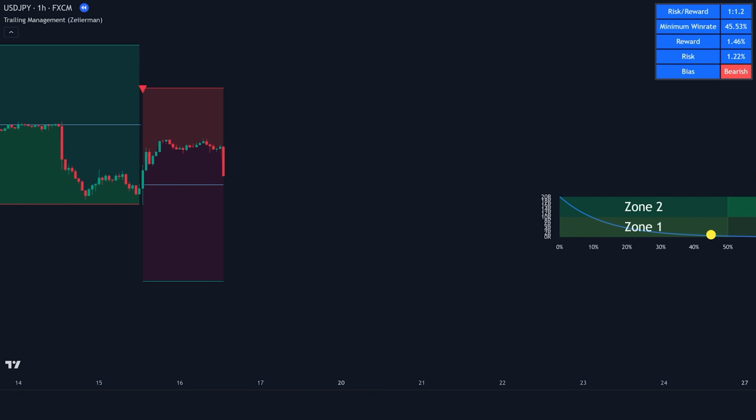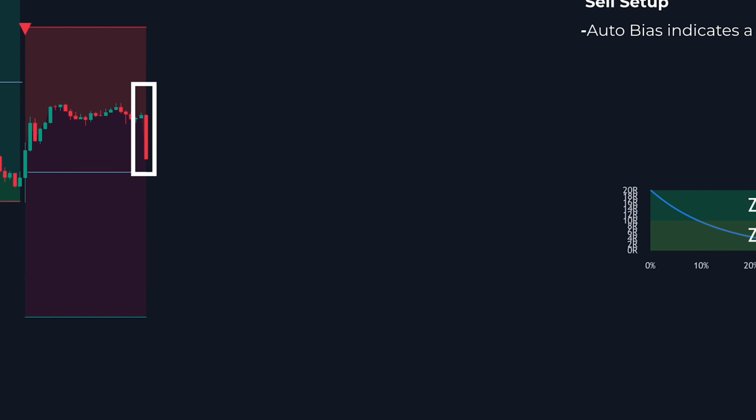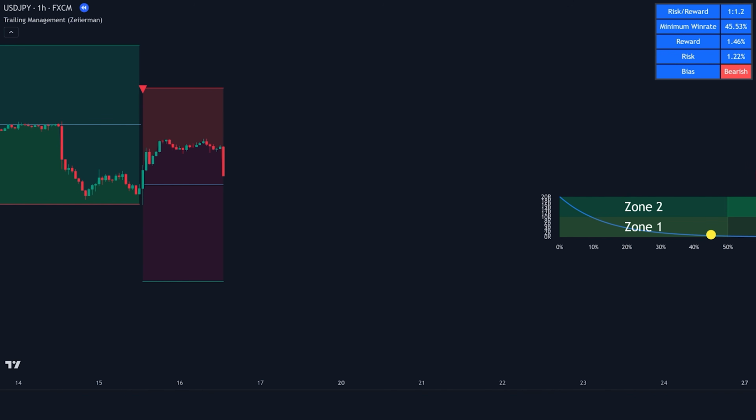Sell entry scenario. The auto bias feature indicates a strong bearish trend, signaling an opportunity for a potential sell entry. For a strategic sell entry, we'll wait for a bearish engulfing candlestick formation. This setup is chosen because it often indicates a high win rate, although the entry will be close to the midpoint of the risk-reward box, implying a higher risk compared to reward.